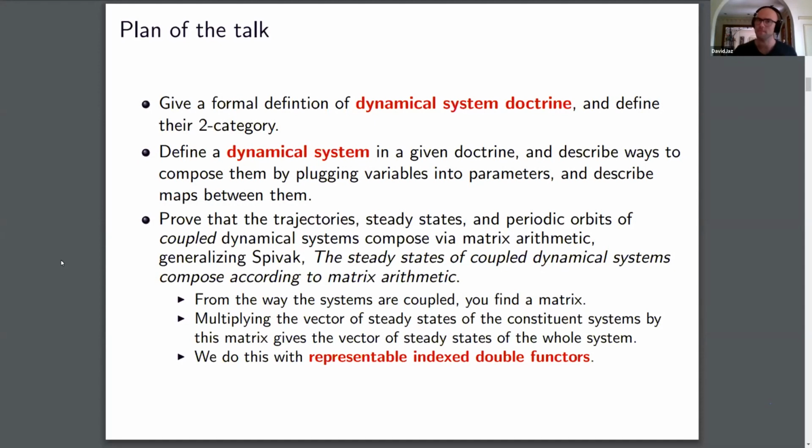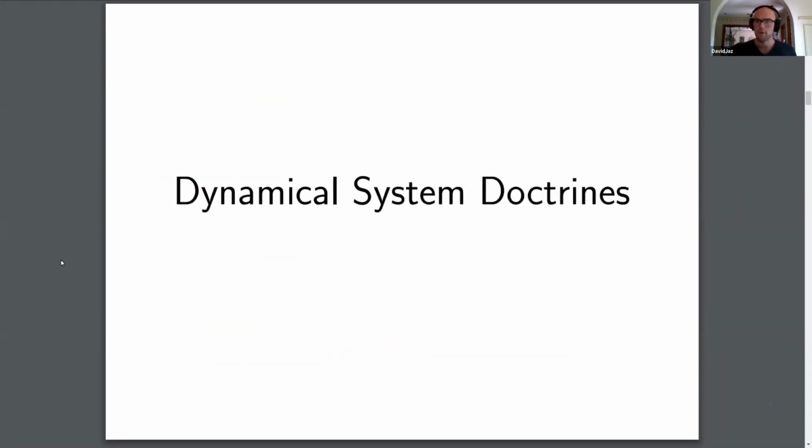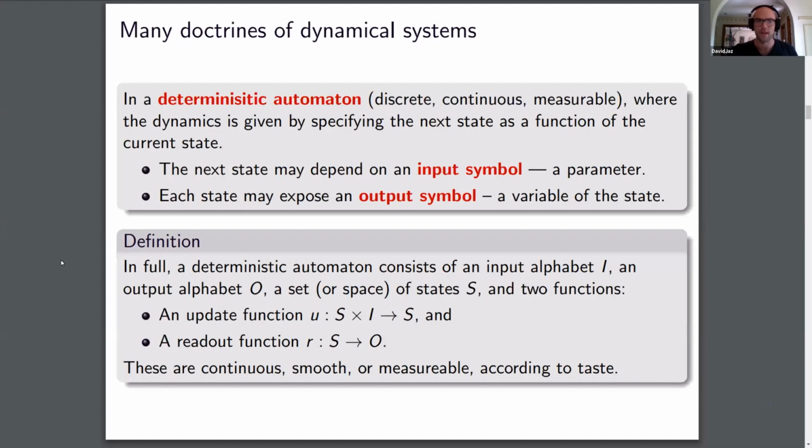And the reason we like maps is because they let us define representable functors. So here we're going to see how both of these sorts of compositionality interact. And that's why we're going to use double categories. So I'm going to start with the definition of dynamical system doctrine, which is a bit intense. So I'm going to start with a few examples.